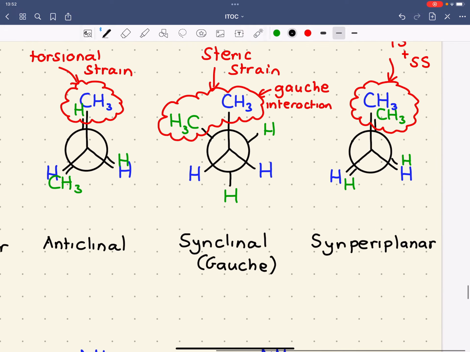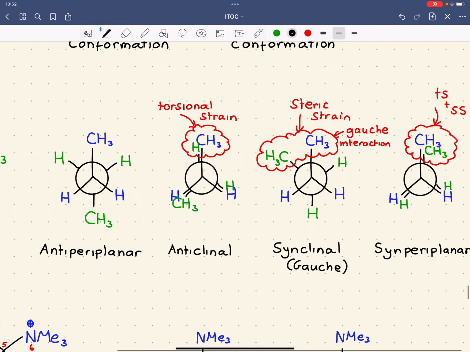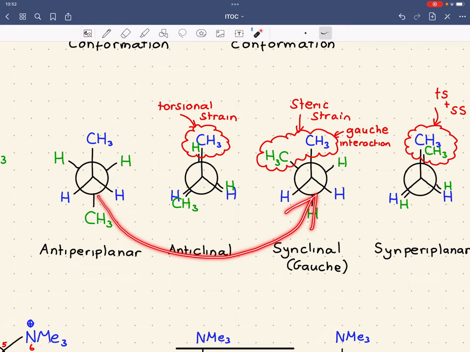So if we have a look at these different conformations, the most stable would be the antiperiplanar, because there's no steric or torsional strain. These bulky groups are as far apart as possible. The next most stable is going to be the synclinal. Again, both staggered conformations are always going to be more stable than the eclipsed conformation. Staggered conformation will always be more stable than eclipsed.